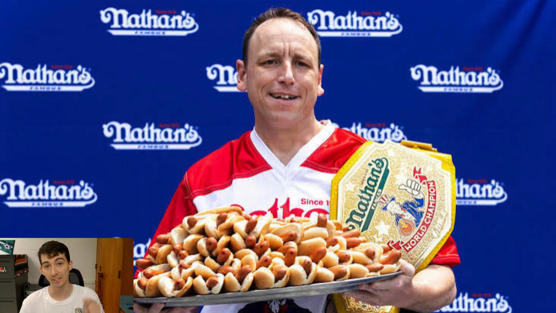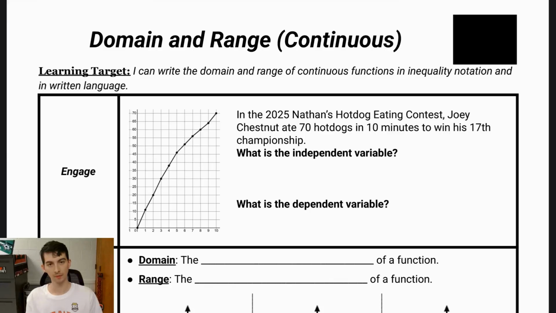This right here is the legend Joey Chestnut. Every year he competes in the Nathan's hot dog eating contest on the 4th of July, and he's won almost 20 of these competitions consecutively. He is the best professional eater of all time. In 2025, Joey Chestnut ate 70 hot dogs in just 10 minutes.